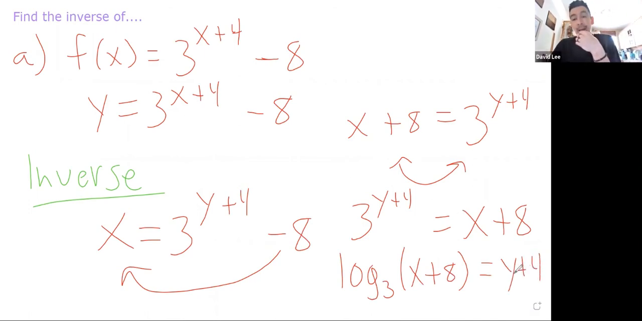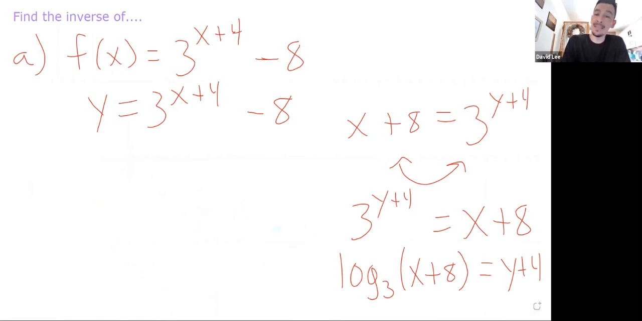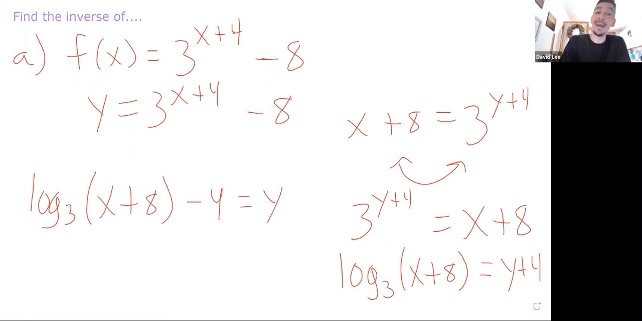And now to get y alone, all you got to do is subtract 4 to the other side. And I can finish that on this side here. So to get y alone, subtract the 4. So that would say log base 3 of x plus 8, minus 4, equals y.